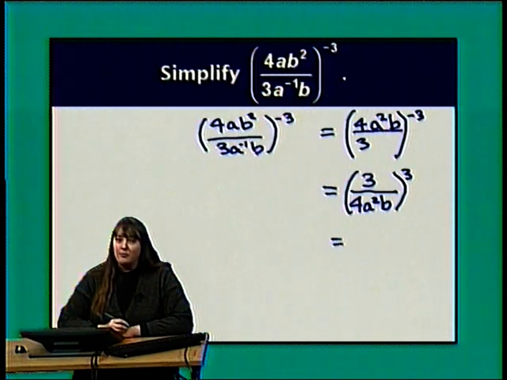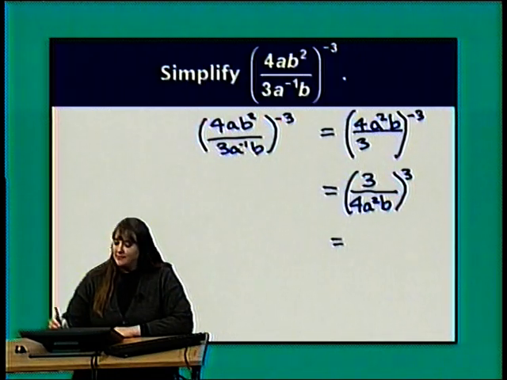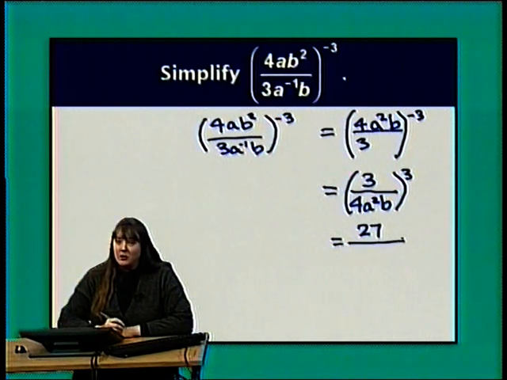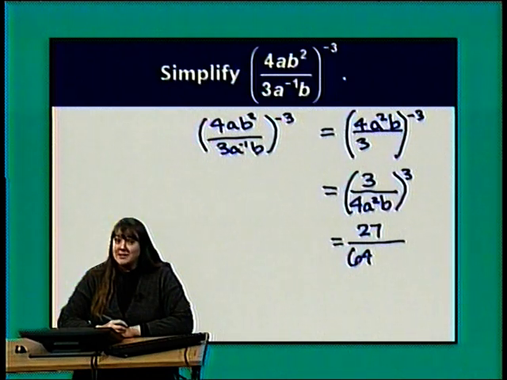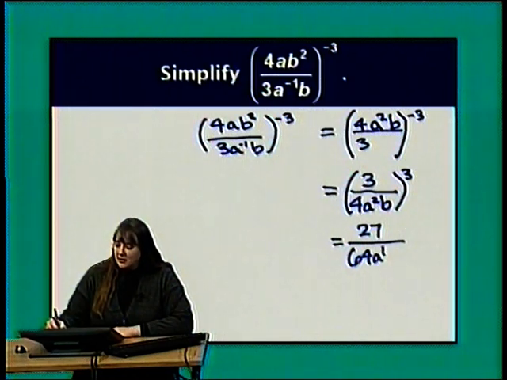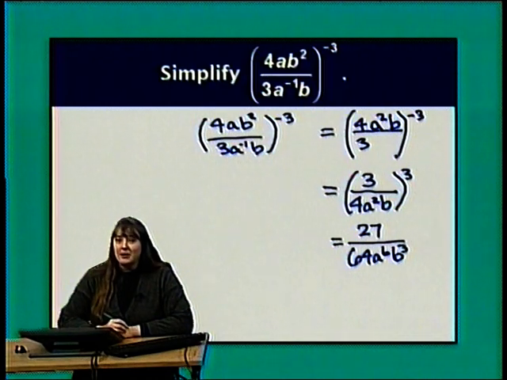Exponents distribute over both division and multiplication. I just need to distribute that exponent to every factor inside the parentheses. 3 cubed is 27. 4 cubed is 64. A squared cubed is a to the 6th. And I have b cubed. So we end up with 27 over 64 a to the 6th b cubed.